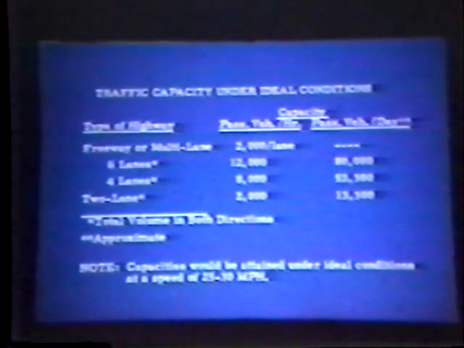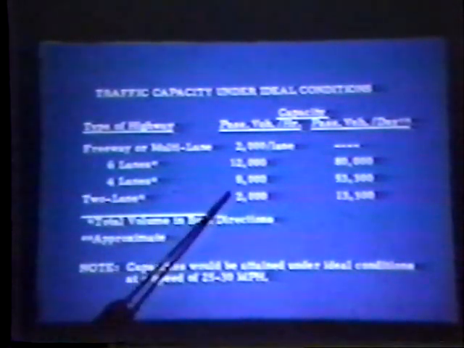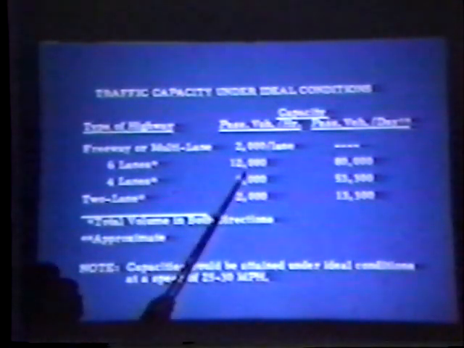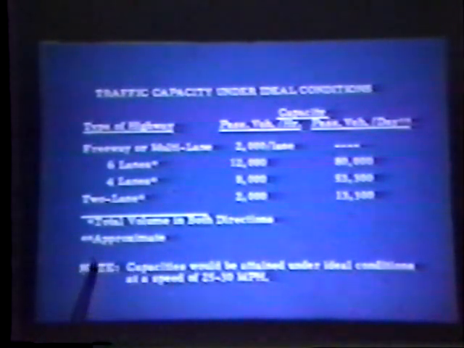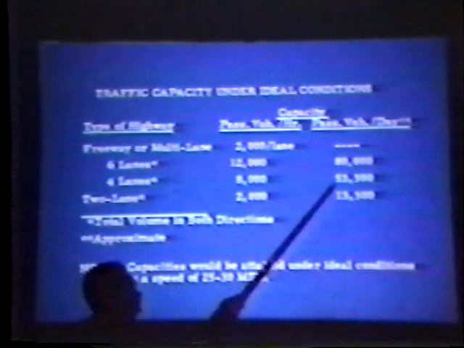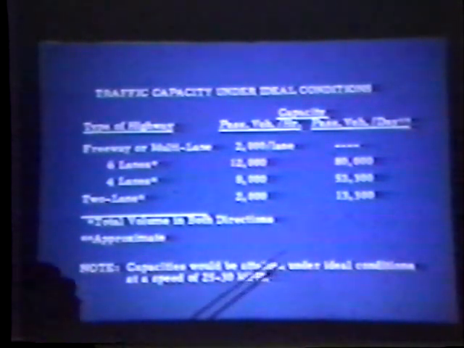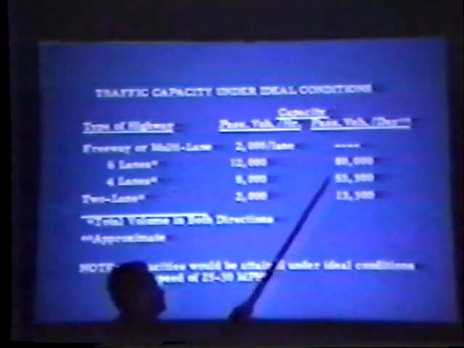What are we talking about? By capacity, we're talking about the traffic volumes that can pass per hour or per day down a given roadway. One thing that you can see from these numbers is that when you're in a freeway or a multiple lane kind of roadway, 2,000 vehicles per lane per hour. With 6 lanes, we're talking about 12,000 vehicles per hour. That's a lot of vehicles. If we translate that into passenger vehicles per day, recognizing that roads aren't fully utilized all day long, we're talking about numbers upwards of 80,000 vehicles per day.